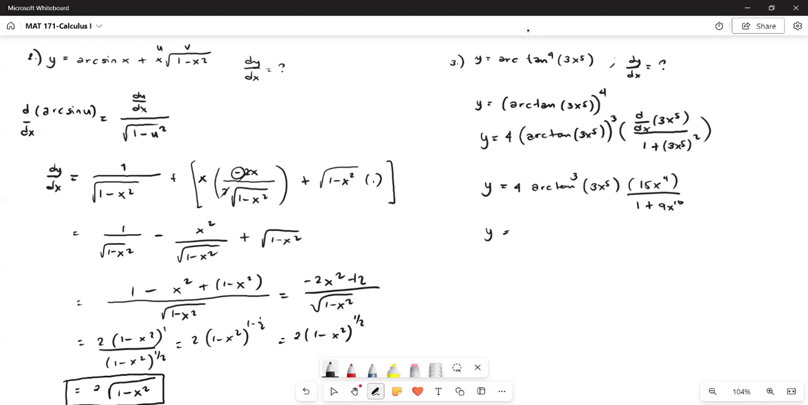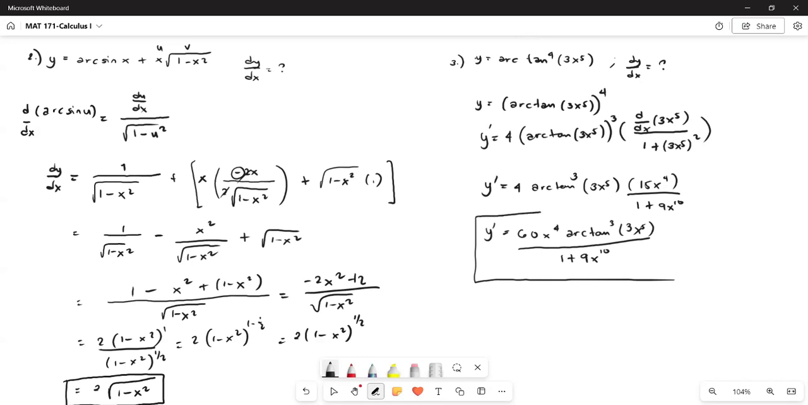Yan ay 60. Sorry, hindi kasama yung 3, kasi nandun sa arctangent yun. Ang kasama lang is 4, 15. Okay? Yan ay 60x raised to 4, arctangent raised to 3, 3x raised to 5, all over 1 plus 9x raised to 10. So, ito na yung ating final answer.